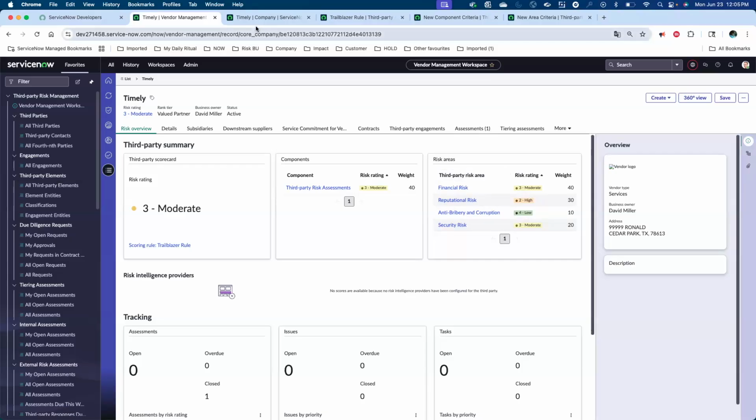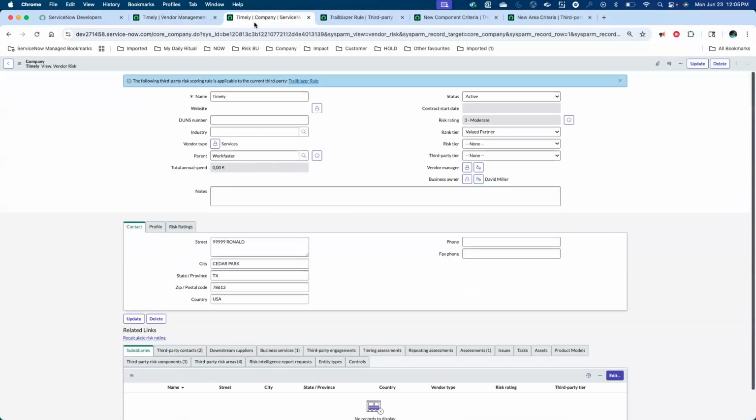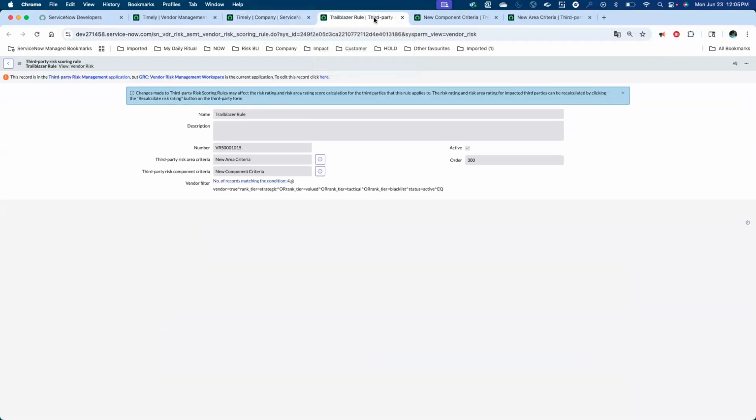So let us navigate to the third-party record in the native view. I have opened up the third-party record in the native view. The reason for that is I want to know what is the third-party risk scoring rule that is applied to the third-party Timely, and that happens to be the Trailblazer rule. If I open the Trailblazer rule, which I have already opened in a new tab, the Trailblazer rule is the brains behind the calculation of the third-party risk rating.